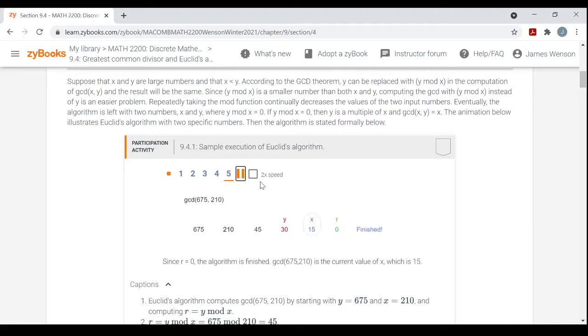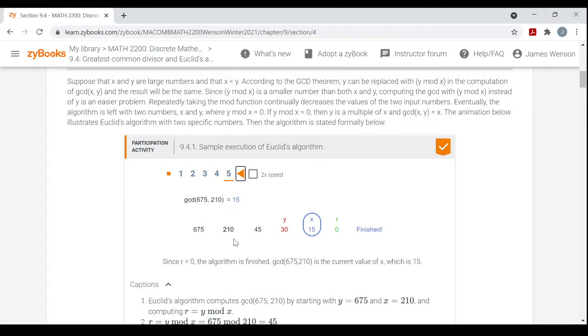Now I know you could have found that with the prime factorizations, right? These numbers aren't that large. You could have found the prime factorization of 675 and the prime factorization of 210, and you would have seen that the only primes they have in common are 3 and 5, and 3 times 5 is 15. But this is just an alternate method, a repetitive process, right? This algorithm, Euclid's algorithm, for finding the greatest common divisor of two numbers.